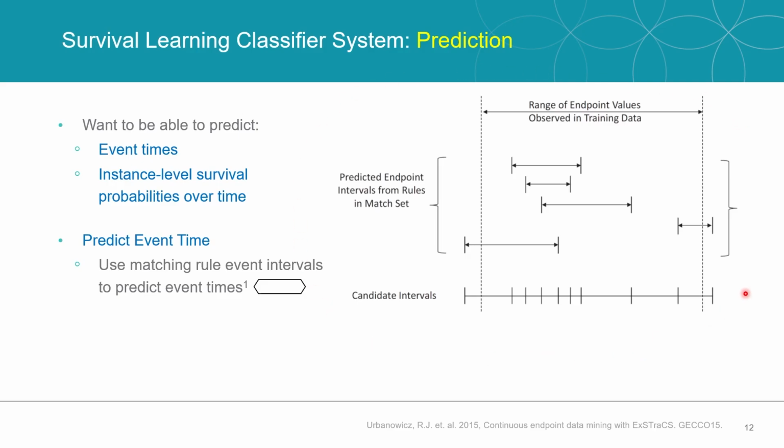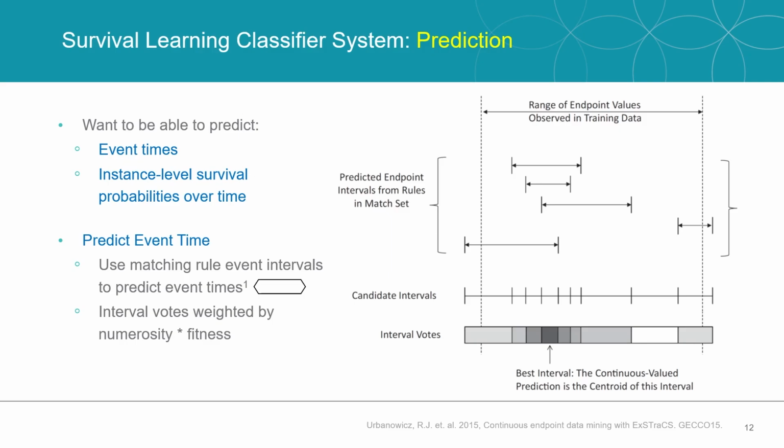In this illustration, we show the event intervals of rules that matched a given testing instance. And we use the boundaries of these intervals to define new candidate intervals. For every one of these candidate intervals, we sum up rule votes based on the underlying numerosity and fitness of each rule that matched. And this helps us define a candidate interval with the strongest support. Once we have the best interval, we select the center of this interval to serve as the default prediction for a given testing instance.